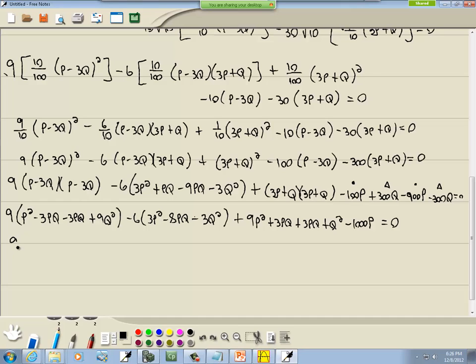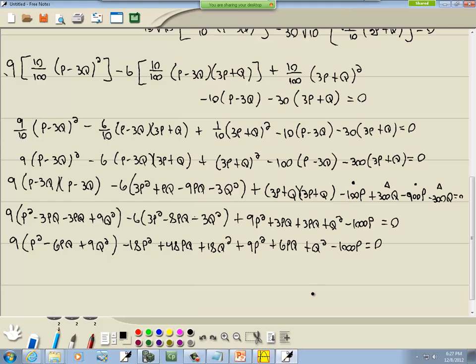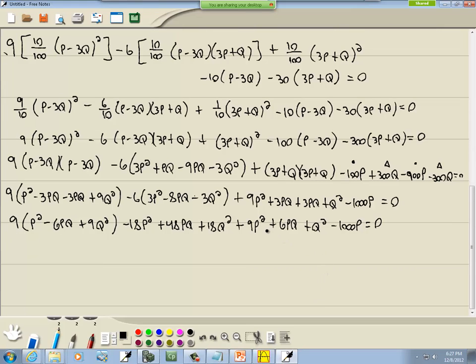Okay, so we got 9 times p squared minus 6pq plus 9q squared. Multiply negative 6 through, and I got negative 18p squared plus 48pq plus 18q squared plus 9p squared. 3pq plus 3pq is 6pq plus q squared minus 1000p equals 0.